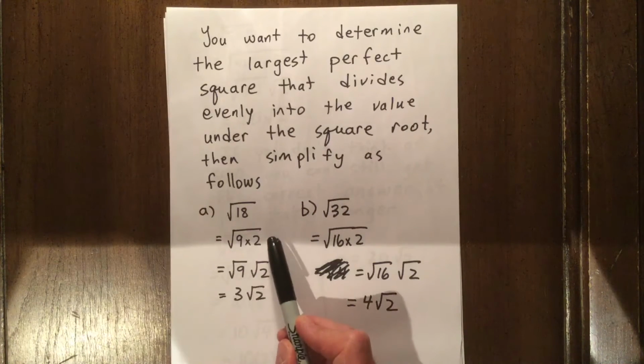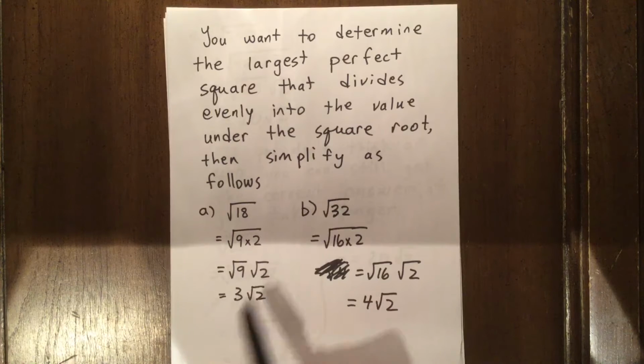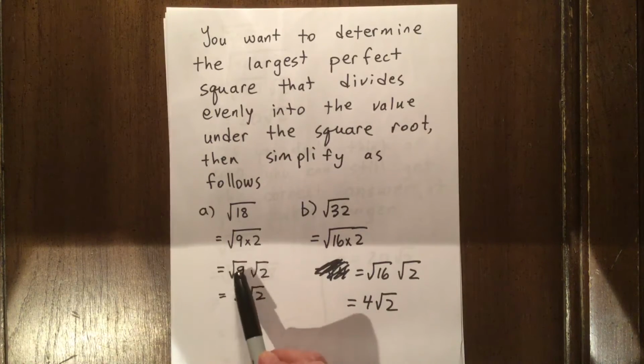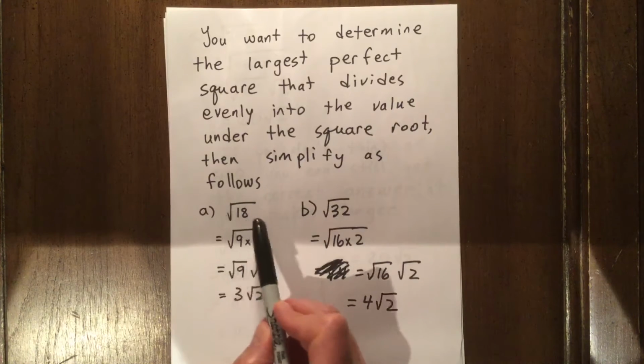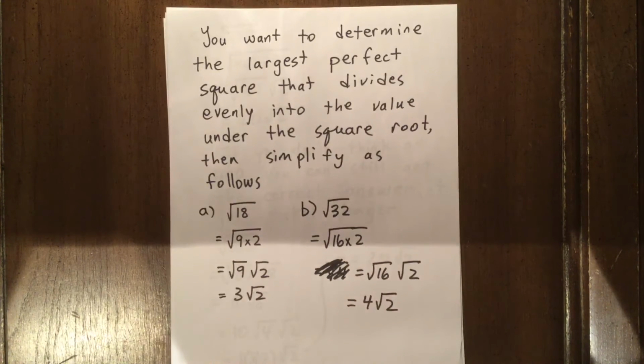Now, a property of radicals is that I can express the square root of 9 times 2 as the square root of 9 times the square root of 2. And the square root of 9 is equal to 3. And what I've just done is simplified the radical. What used to be under the radical was 18, and now it's only 2.